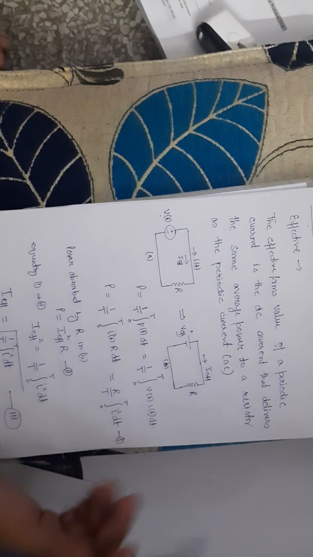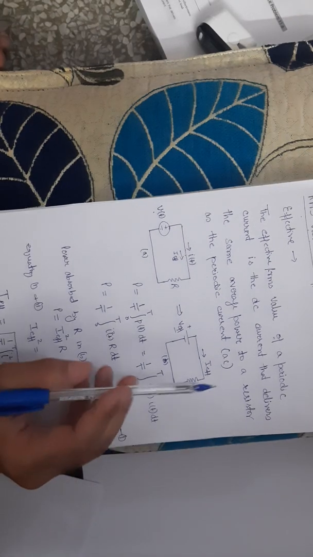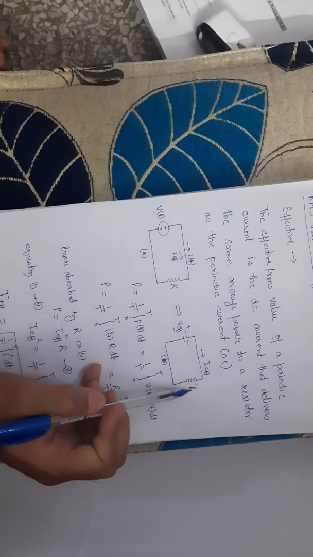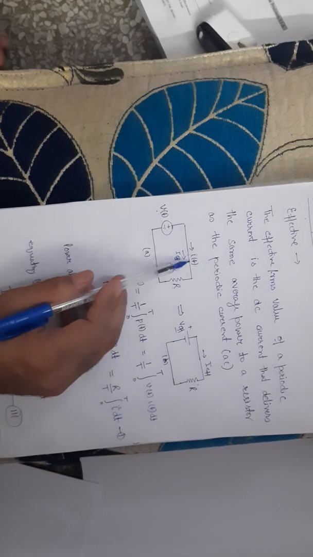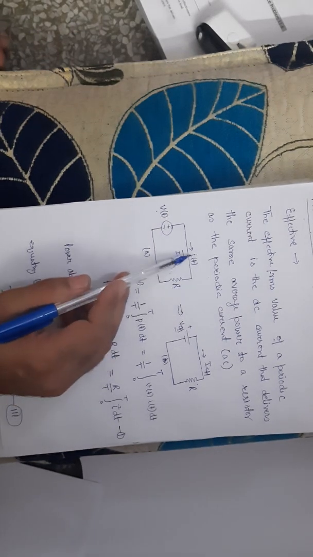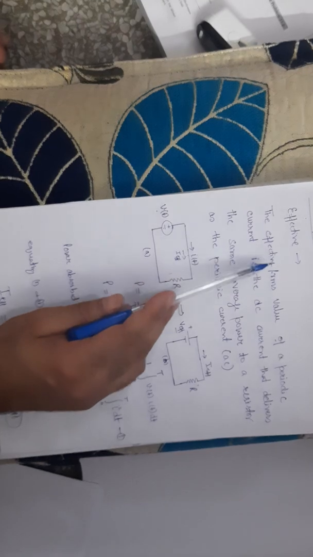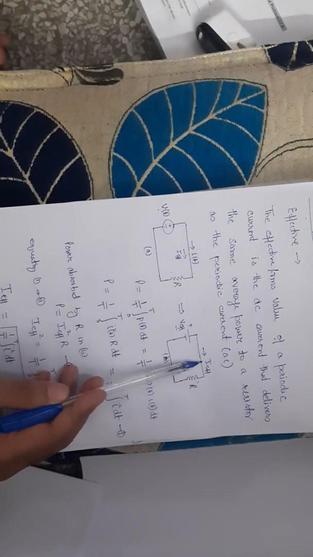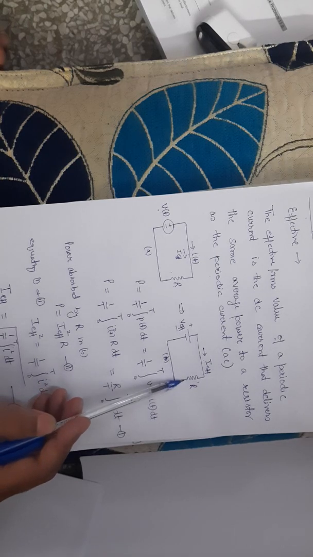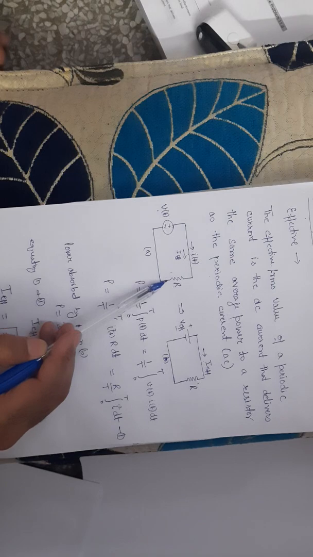The point of importance is that whatever power will be delivered to this resistor because of this DC current, the same power will be delivered to this resistor because of this current i(t). That is why we say that the effective value of a periodic current is the DC current that delivers the same average power to the resistor as is delivered by the periodic current, because R is the same in both cases.